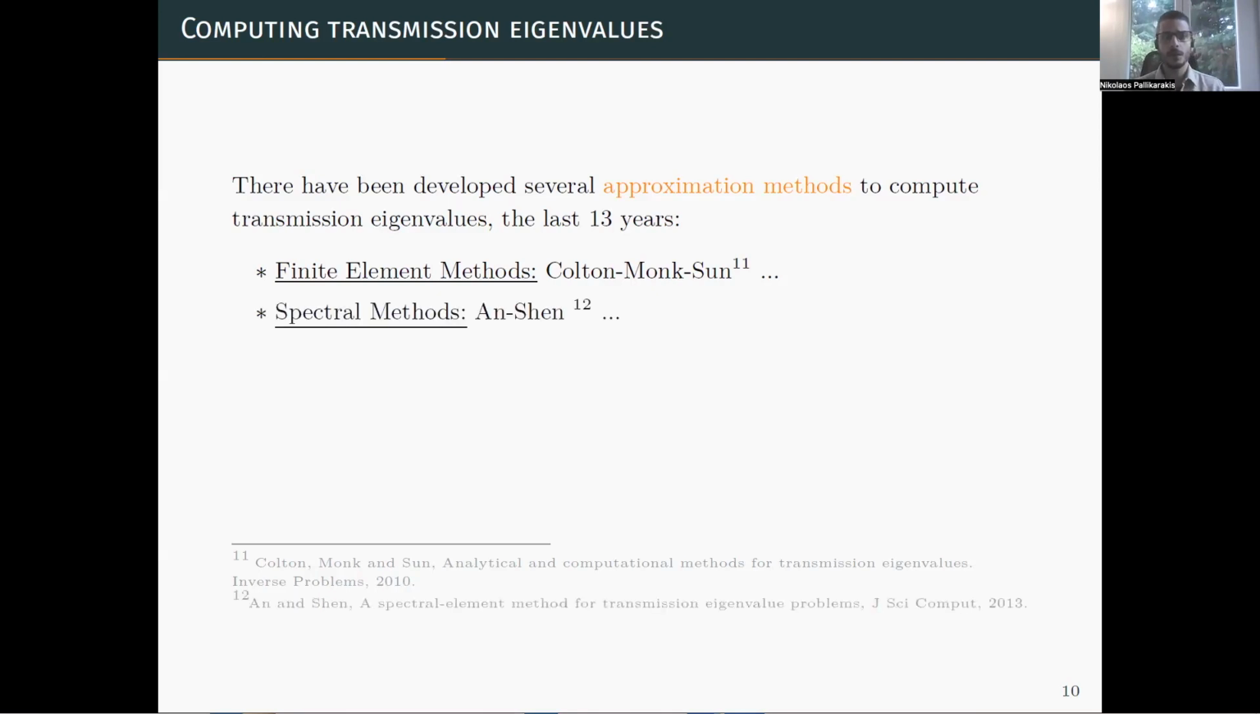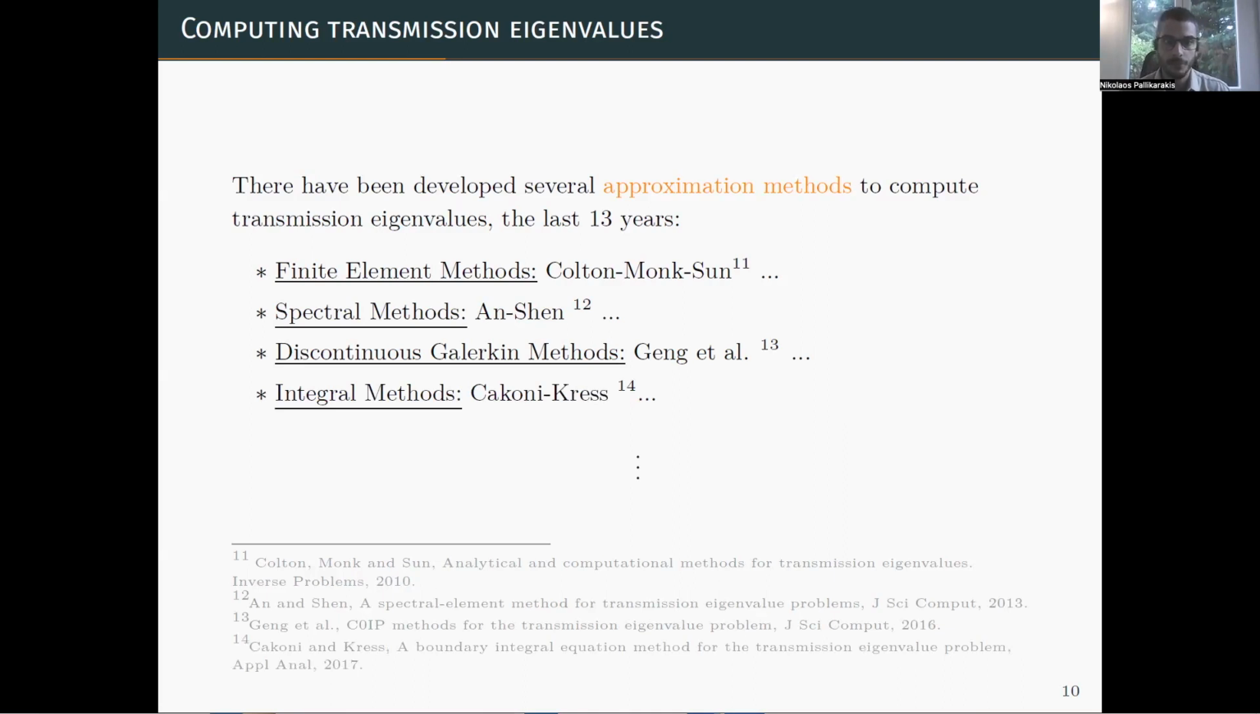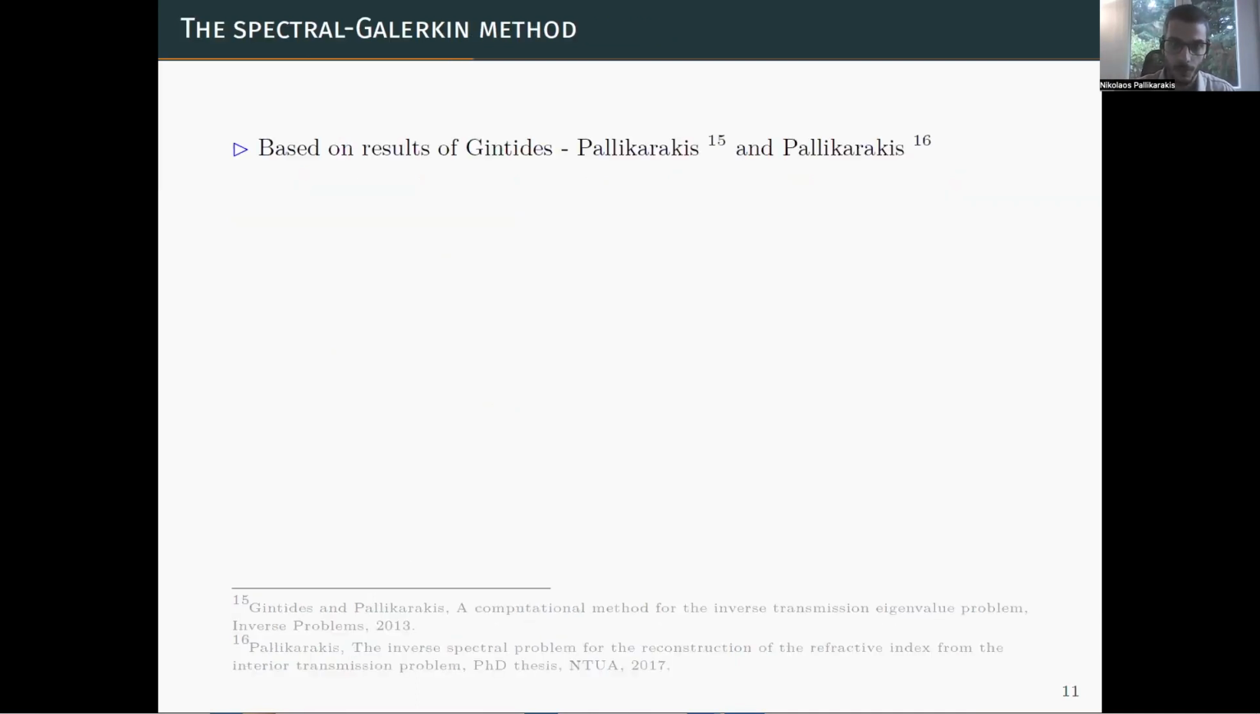And since then, more sophisticated methods like spectral methods or even discontinuous Galerkin methods, and also boundary integral methods, have been developed for the calculation of the eigenvalues for a non-constant refractive index. So this is a very growing field in numerical analysis, and it's still ongoing, and a lot of results are still coming about solving the direct transmission eigenvalue problem.